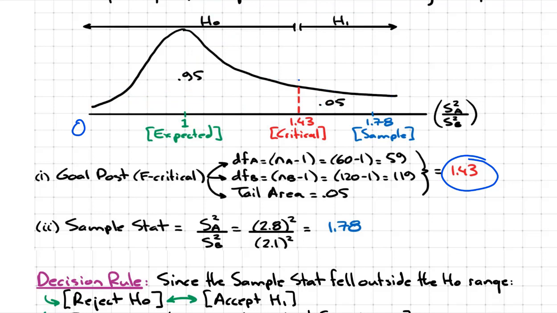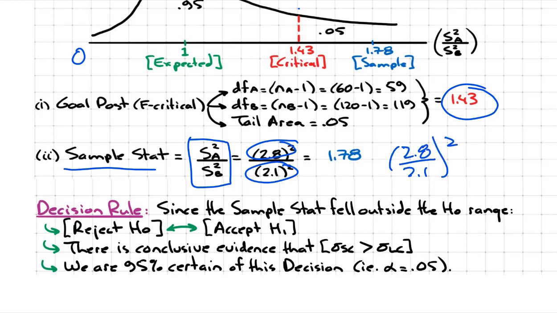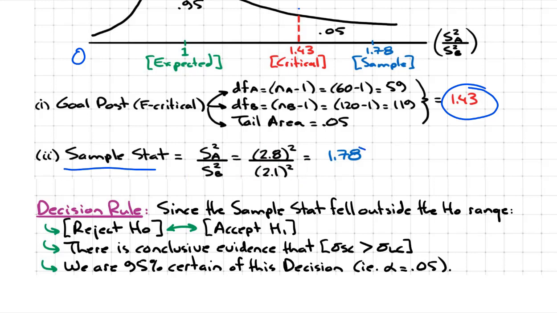To get that sample statistic, here it is. We just look at the ratio of the two variances, and of course, you're pulling this data from the sample. For the small cap sample, the standard deviation was 2.8. But again, ladies and gentlemen, we're testing for variance, not standard deviation, so remember to square it. You have to square the numerator and the denominator separately. In other words, you can't do 2.8 over 2.1 squared, as that would give you a completely different answer. Instead, the proper way is the one displayed here: 2.8 squared divided by 2.1 squared for the large cap. And then you get a sample statistic of 1.78.